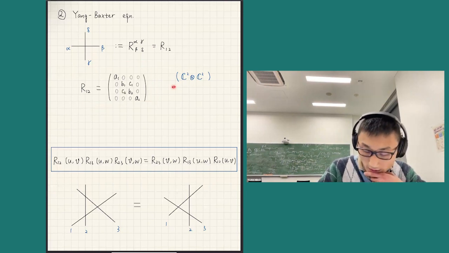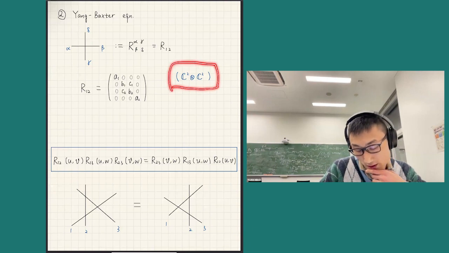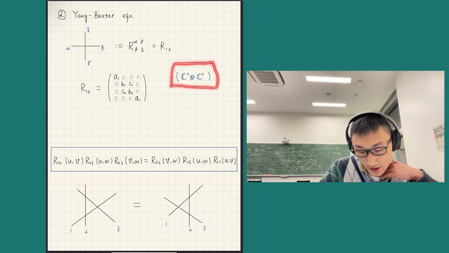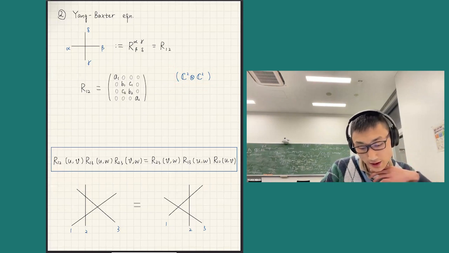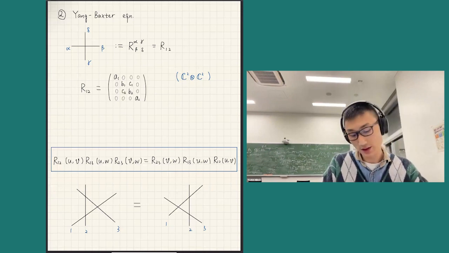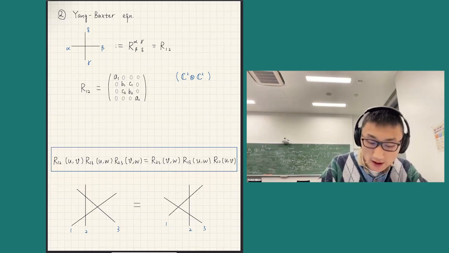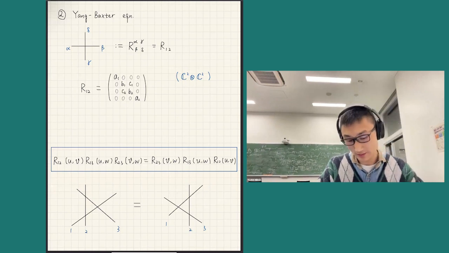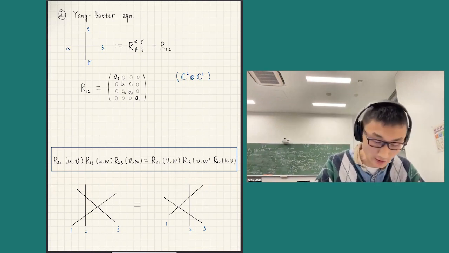Moreover, you can think of this R matrix as acting on the endomorphism of two copies of C2. And this implies that it's nice to think about this R matrix as acting on 2 spin 1 halves.